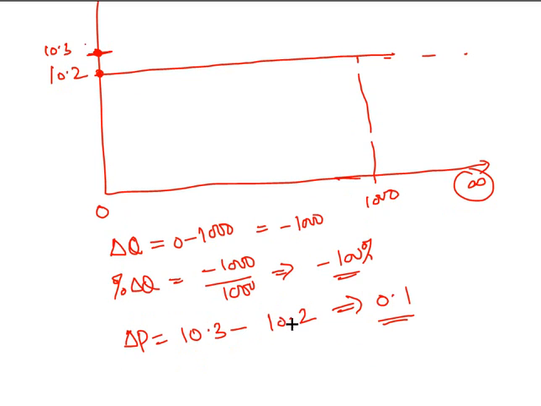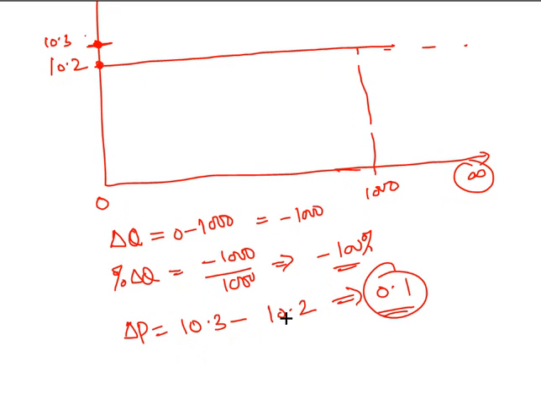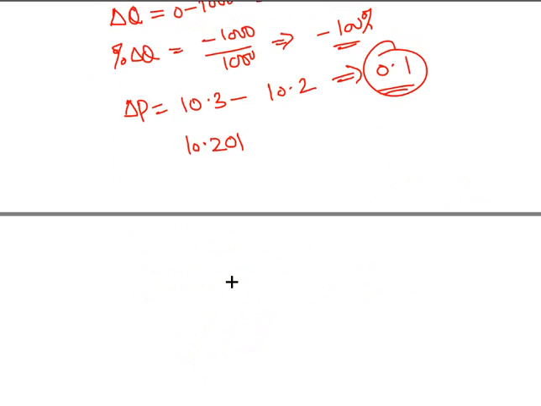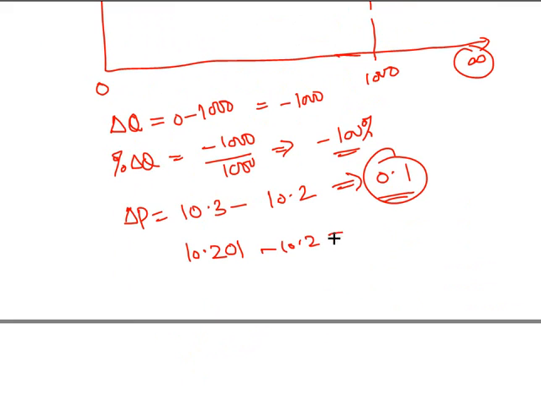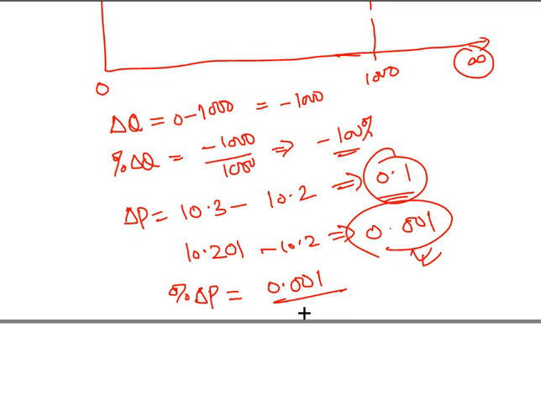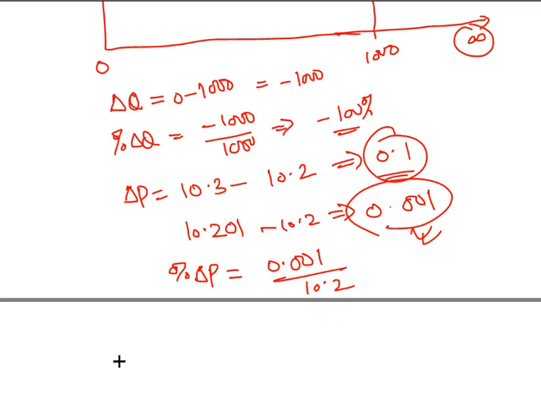Now with this 0.1 change in the price, you are not able to sell anything. Even if you change the price from 10.2 to 10.201, what is the change in the price? 0.001. Still you will not be able to sell the product. If you compute the percentage change in the price here, 0.001 by 10.2, and I compute the elasticity, which is percentage change in quantity by percentage change in price.